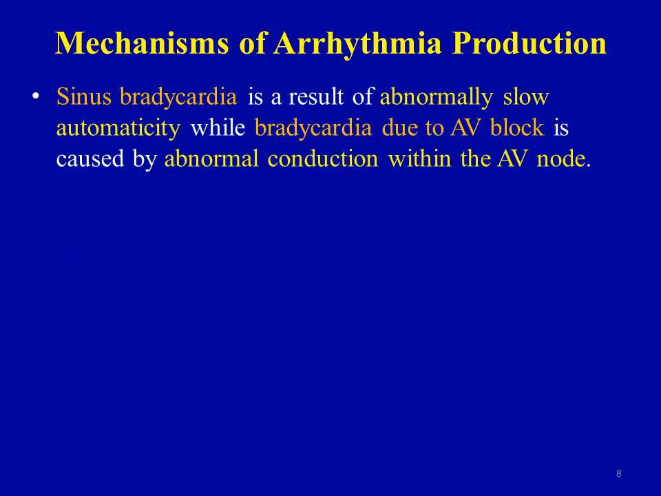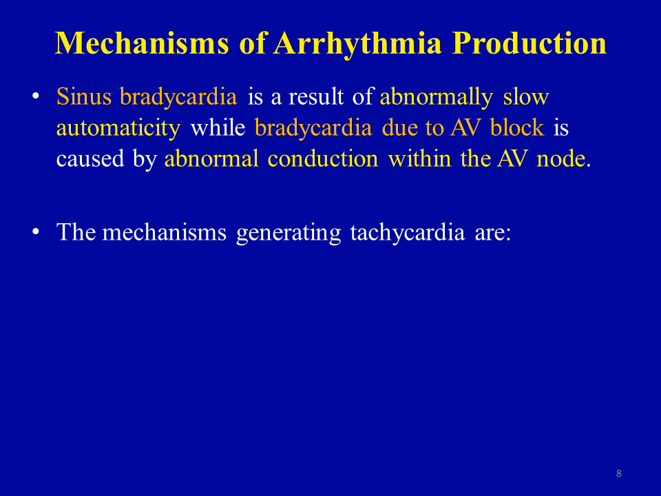As I said, sinus bradycardia is usually a result of abnormally slow automaticity, which means that the SA node fires at a low rate, below 60, or below 50 at night during sleep, while bradycardia due to AV block is caused by abnormal conduction within the AV node. So either abnormal automaticity or abnormal conduction. These two can explain the bradycardias.